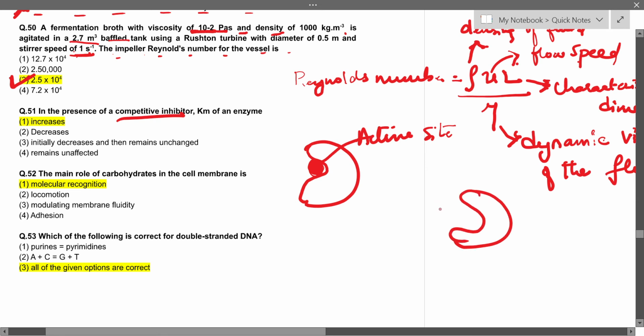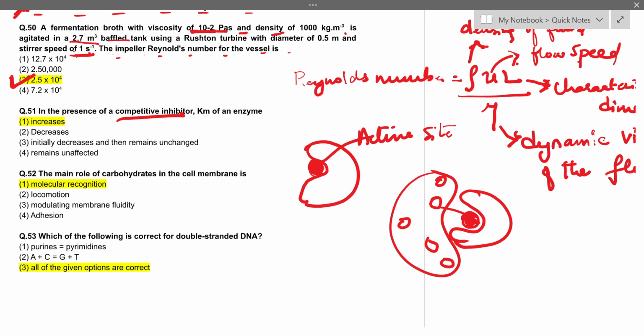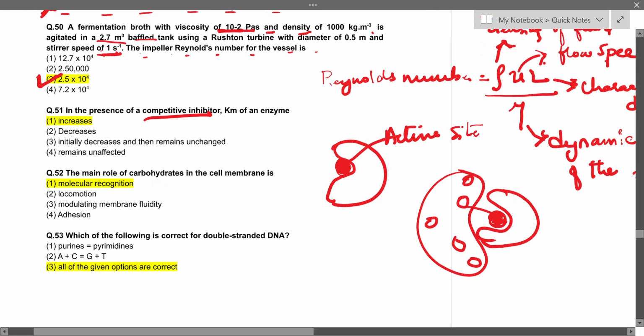Okay, and there are 2, 3, 4, so many substrates. All these substrates are going to compete with each other first. They are going to compete and then any one of them is going to come and sit here. Because of this, there is an increase in Km value. Km value is half of the value of the substrates occupied. There will be a time because they are already competing among themselves and then binding to the enzyme. Okay, so the Km value increases in this competitive inhibition.